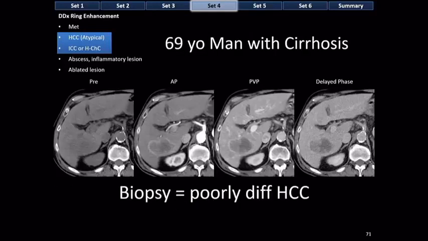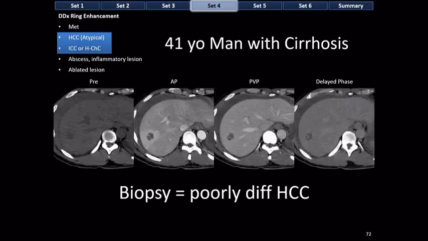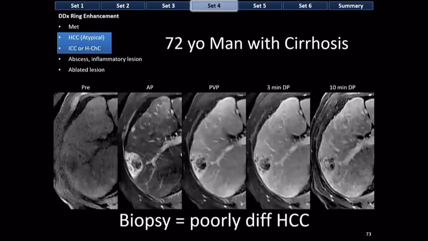69-year-old man with cirrhosis, ring-enhancing lesion on CT. We know this is cancer. We don't know what kind of cancer. We recommend a biopsy. This ends up being poorly differentiated HCC. Here we see a rim-enhancing lesion. We know it's cancer. We don't know what kind of cancer. Recommend a biopsy, poorly differentiated HCC. Another example, ring-enhancing lesion on the outside, a lot of perfusional change along the outside. We know it's a cancer. We don't know what kind of cancer. Recommend biopsy, poorly differentiated HCC.